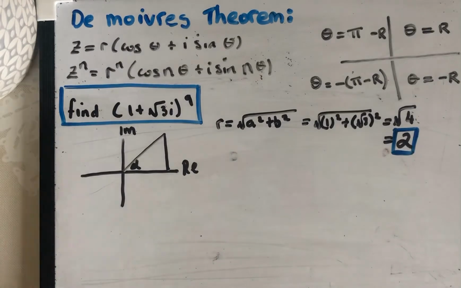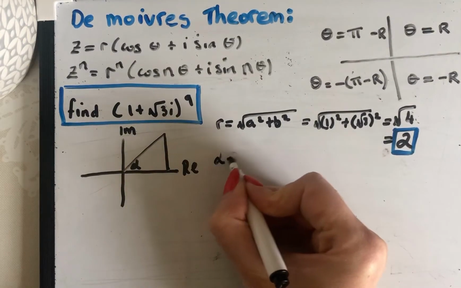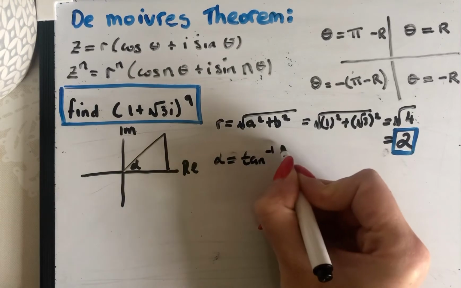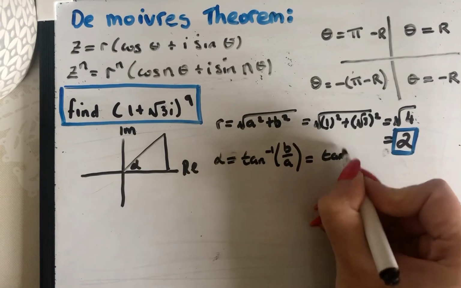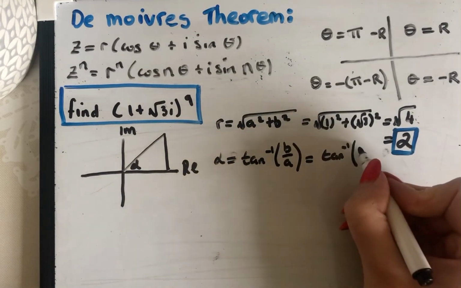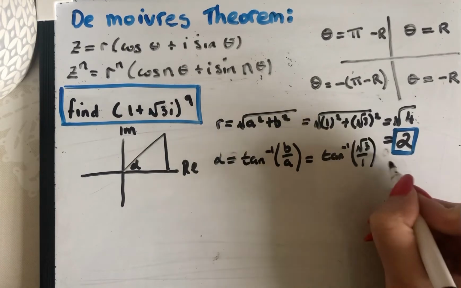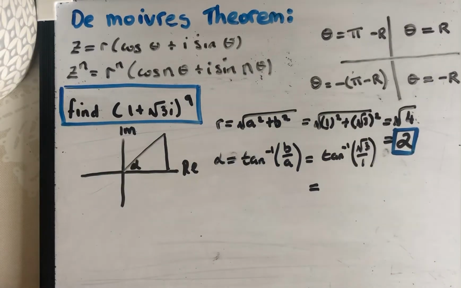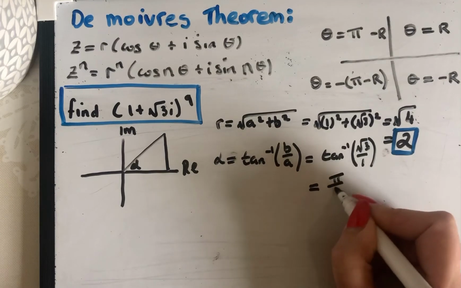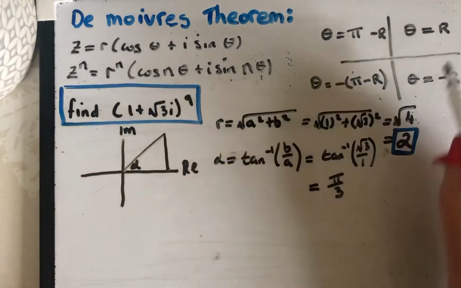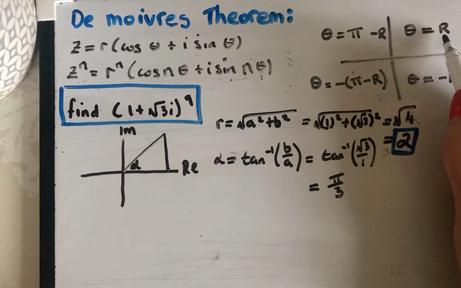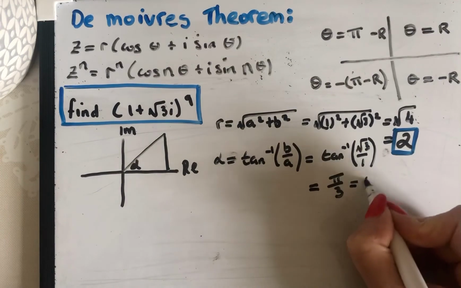Now we're on to finding our alpha value. Alpha is equal to tan inverse of b over a. So we have tan inverse of b, which is root 3, over 1. We can put that in the calculator, tan inverse of root 3, and we get pi over 3. Because our complex number is in the first quadrant, our theta is equal to our reference angle alpha. So this is also the value of theta.